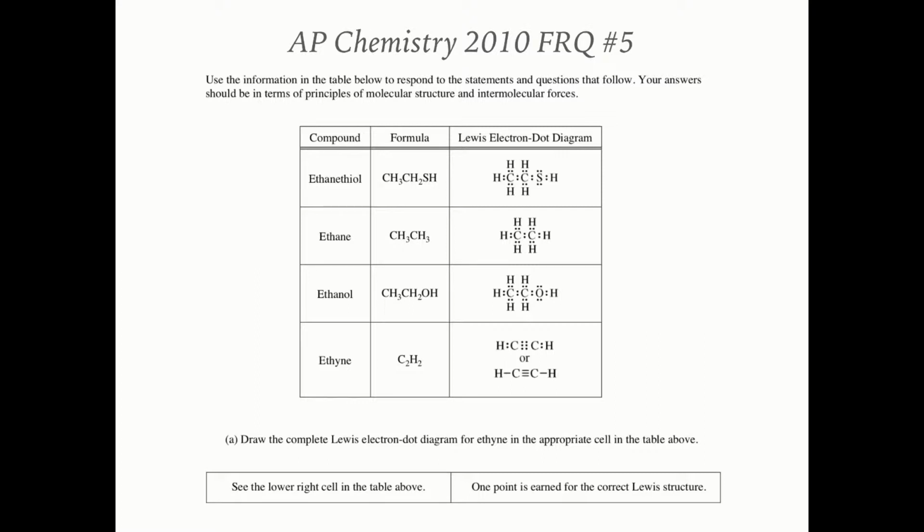And so when you start to draw this out, just for you guys to know, the mistakes that I often see are people don't count the correct number of hydrogens, or they don't follow the octet rule, but there should be a triple bond, so you can see that there. So you get 1 point for that.